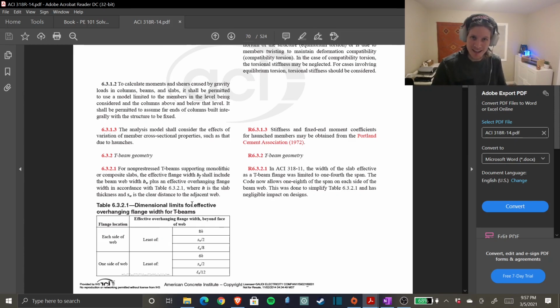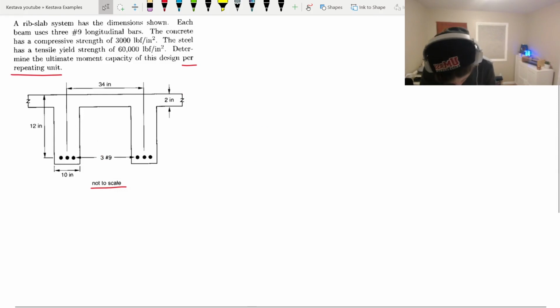And we will plug everything in, and then we will see what the least value is, and we have to use that per the ACI code. It'll make a lot more sense when we draw it out. See you back there.